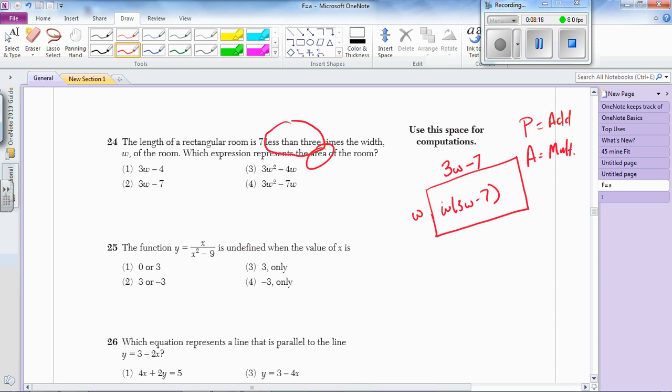Oh, great. Not one of my answers. So then I have to distribute. That's 3w squared. That eliminates those. And then w times minus 7 is negative 7w. There she is.